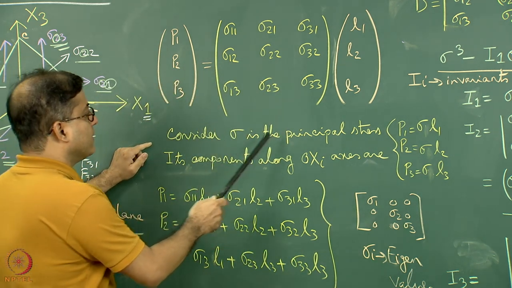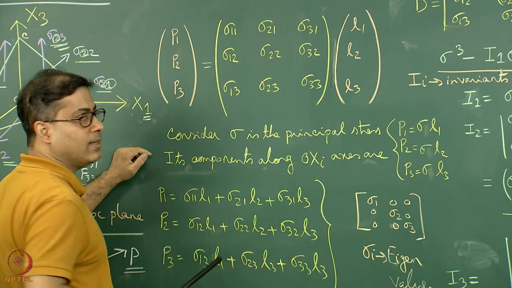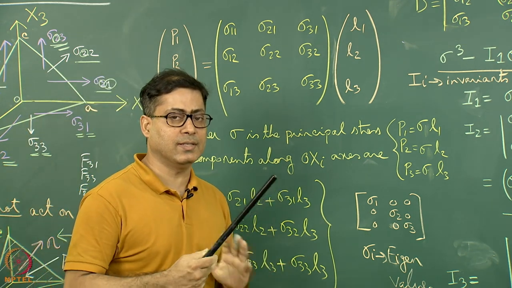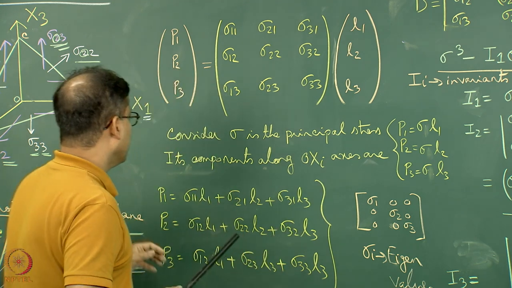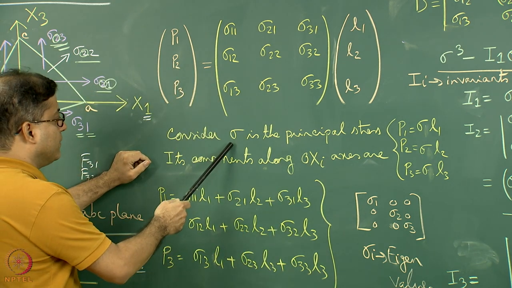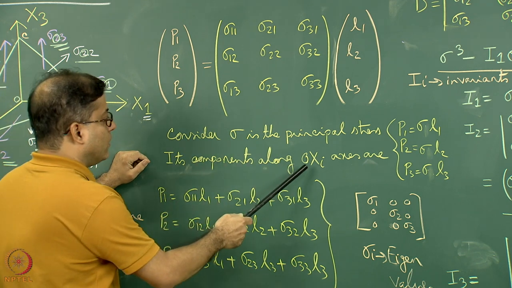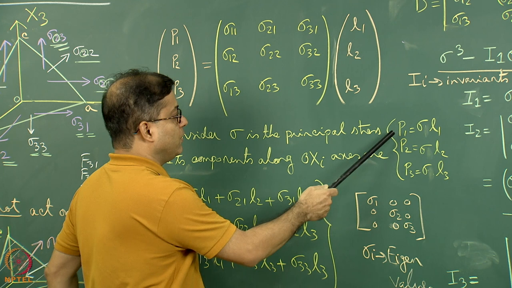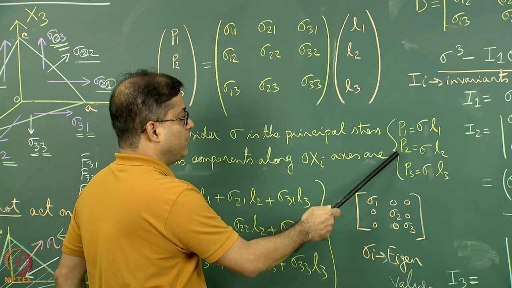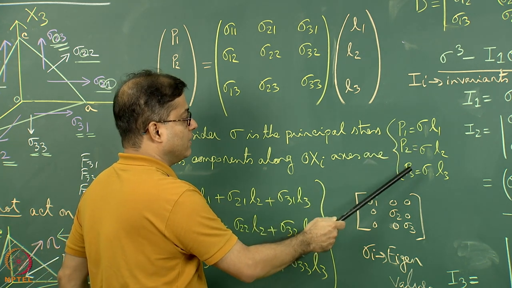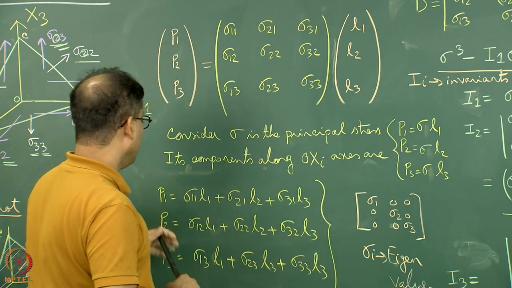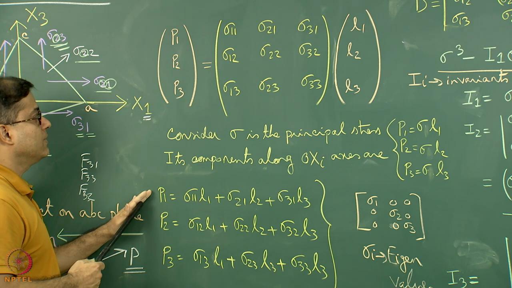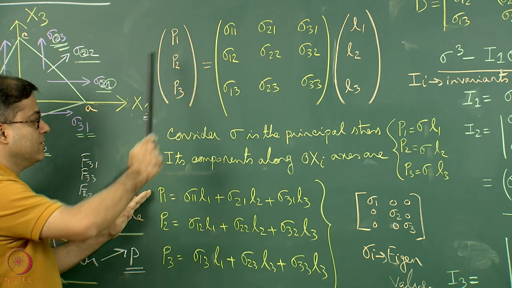Consider sigma as the principal stress that basically counteracts the sigma ij stress that has been imposed on the 3 faces of the tetrahedron. Now, the components of sigma along the Ox1, Ox2 and Ox3 axes will be given by P1 equal to sigma L1, P2 equal to sigma L2 and P3 equal to sigma L3. And we already have these 3 equations with us, which are basically also represented in this matrix.